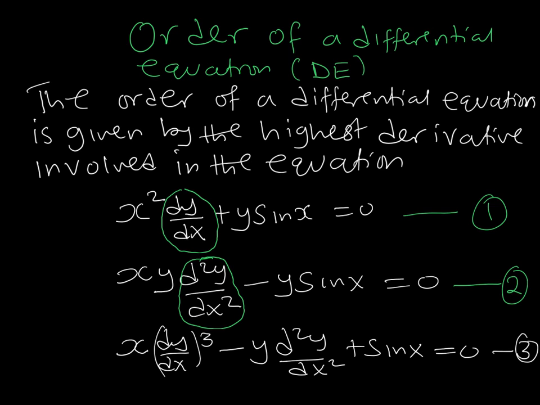We look at the highest derivative. Here we have two derivatives. We have the first, which is dy dx, and then d2y by dx squared. So this equation is a second order differential equation because the highest derivative appearing is d2y by dx squared. Let me hope this point of order of a differential equation is well understood.